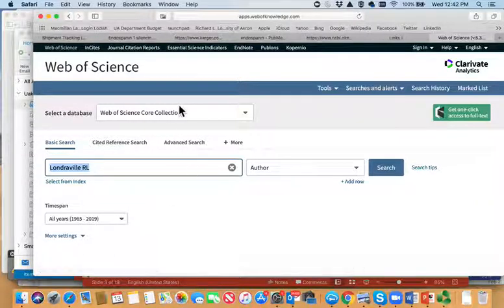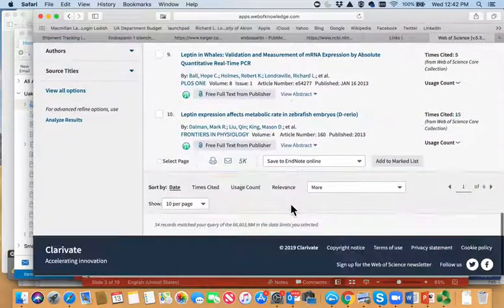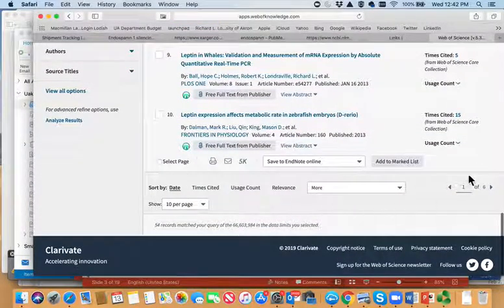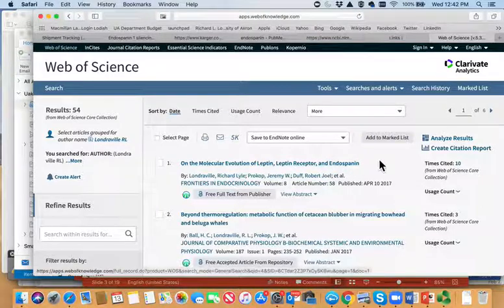So you can go to Web of Science, and this is one of the ones where we have a subscription at the University of Akron, so you have to do this while you're on campus or through a VPN. And if you search, it'll give you a list of all that author's papers, and then how many times a particular paper has been cited.